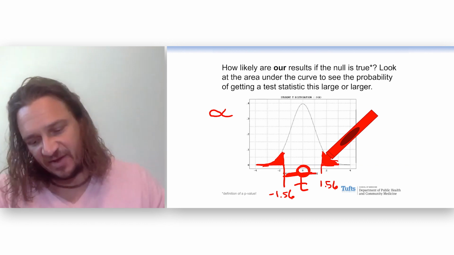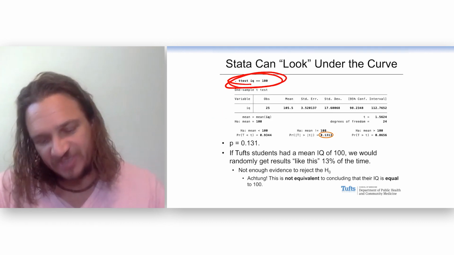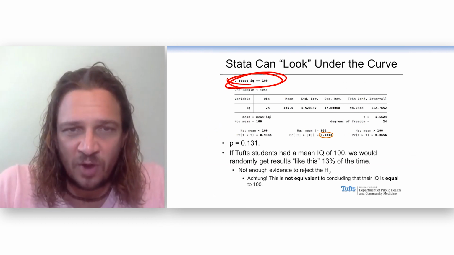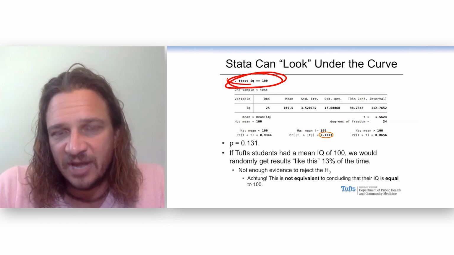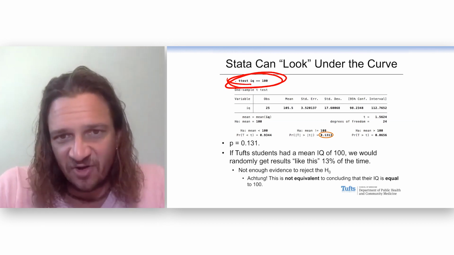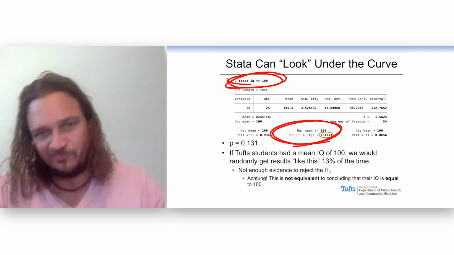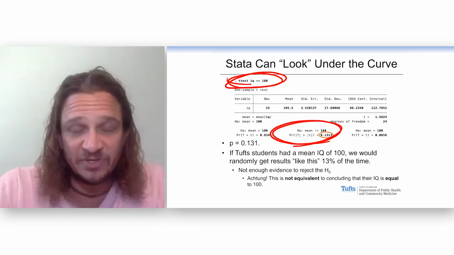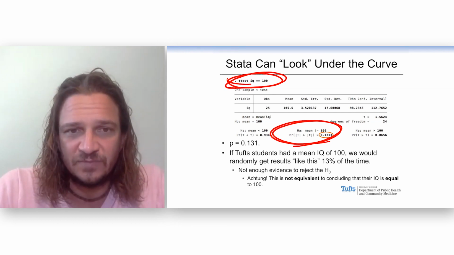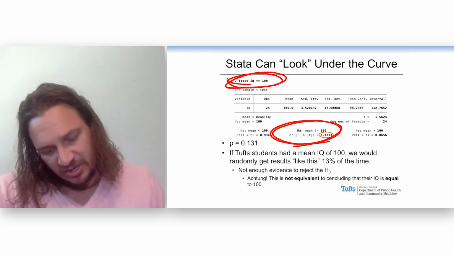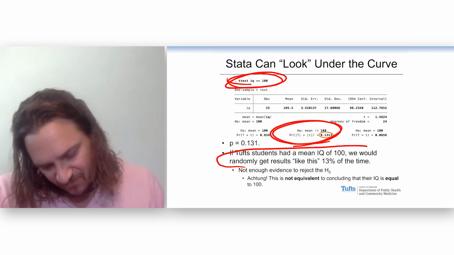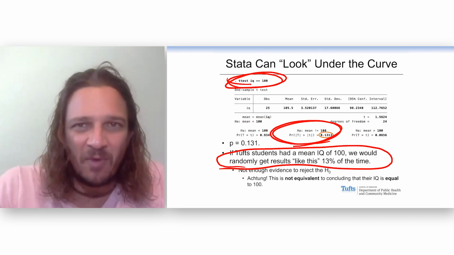We can have Stata calculate it for us exactly. The code is t-test IQ equals 100. Where did the 100 come from? Well, that's our test value. Here's the mean, the standard deviation, the standard error, and so on. And there's our p-value, 13%. That's how much of the curve is colored in. Statistically significant? No.